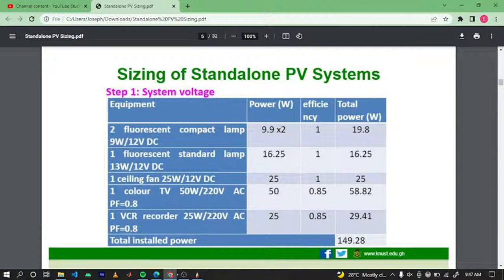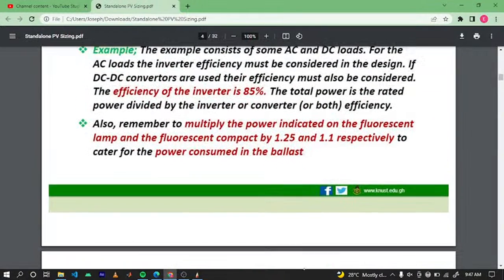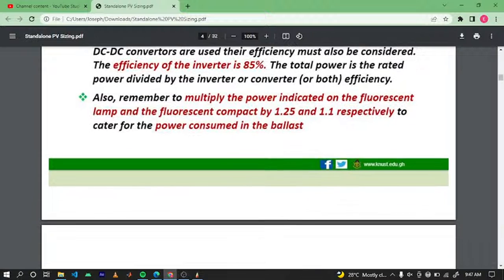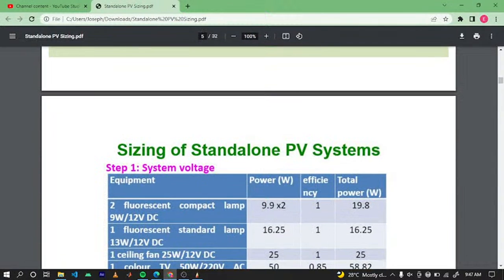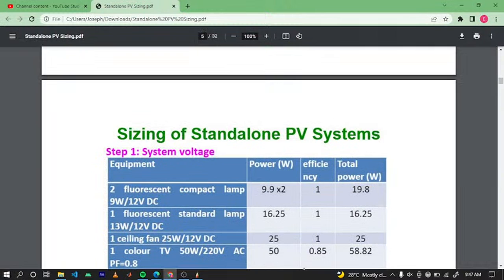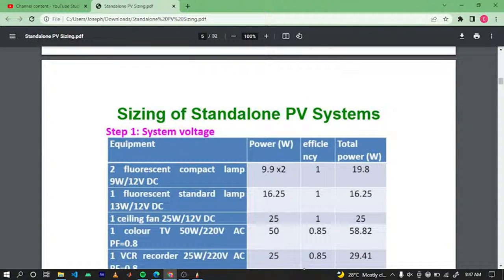The whole idea is to find the total power. That's what we are doing. So here the compact lamps were two, each operating at 9. But for compact lamps, multiply by 1.1, and for fluorescent lamps, multiply by 1.2. So here I'll do 9 times 1.1. That'll give me 19. Then for fluorescent lamps, I'll do this times 1.25. That'll give me this.